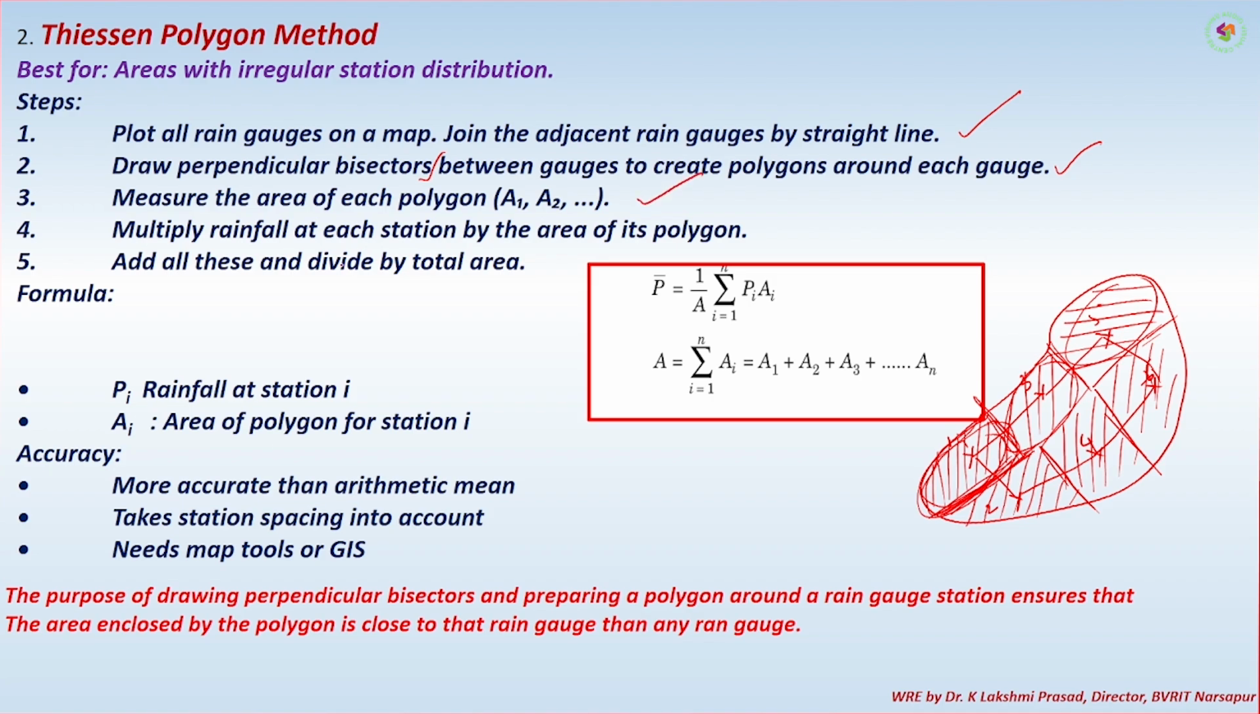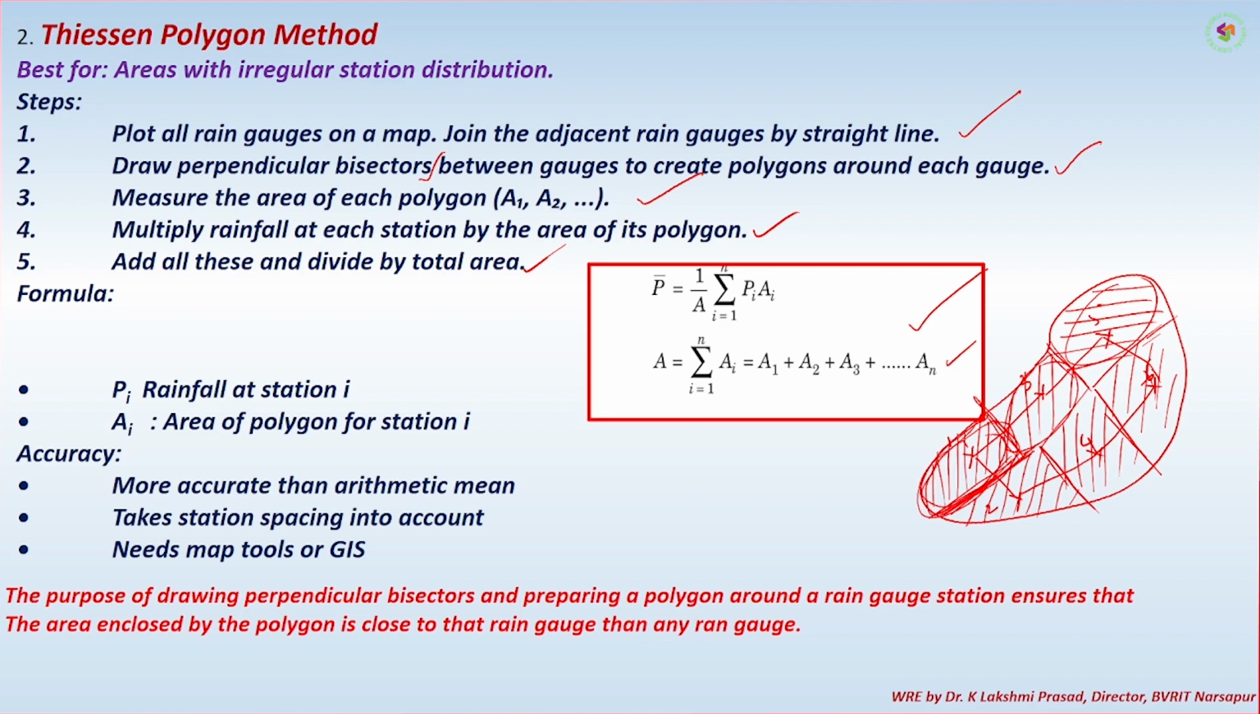Multiply the rainfall at each station by the area of its polygon, right? Then add all this and divide it by the total area. So that's what I just explained. And if you want it in terms of a formula, I have written it as sigma of i equals 1 to n, where 1 to n is the number of rain gauge stations. Pi is the rainfall value at the ith station. Ai is the area at the ith station. If you take the total and divide by the total area, which you get by combining all the areas, you will get the answer. So this is the Thiessen polygon method.